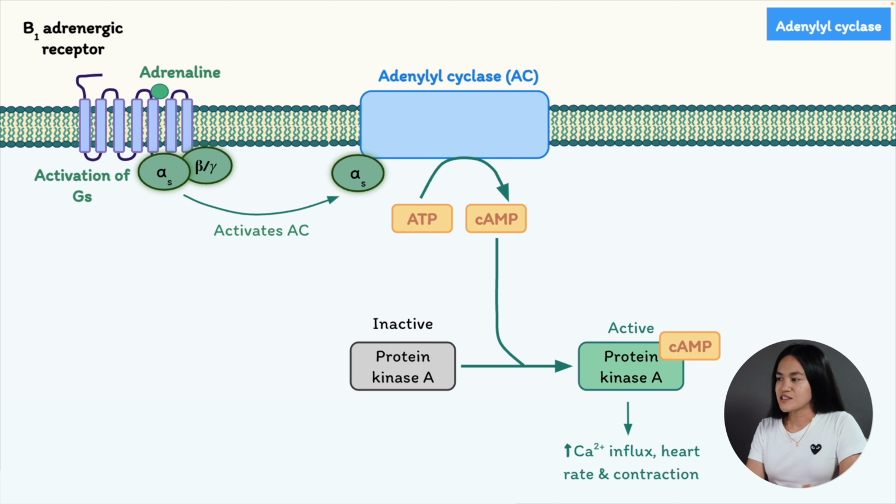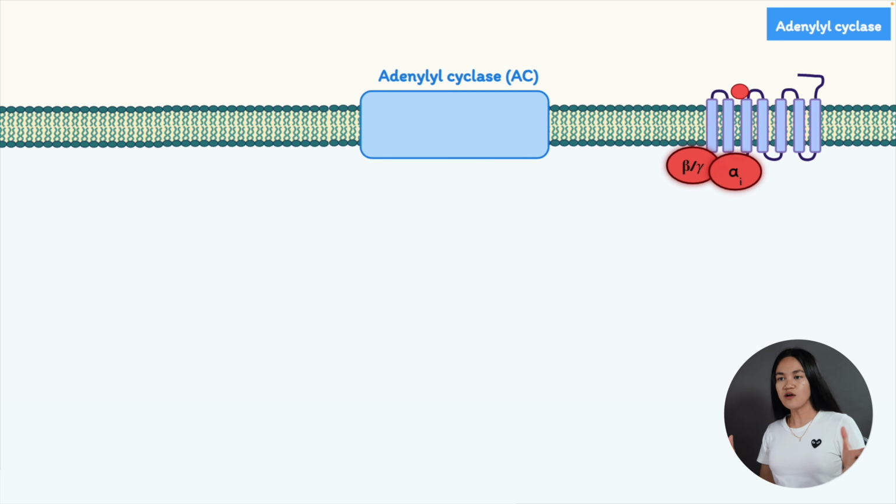Now, let's look at the opposite of that. Let's now look at a GPCR that couples to the Gi protein to decrease cyclic AMP levels. To illustrate this, we're going to look at the M2 muscarinic receptor, another example in which the neurotransmitter acetylcholine is the agonist. This receptor is also found in cardiac muscle cells, but activating this M2 muscarinic receptor has the opposite effect on the heart as activating the beta-1 adrenergic receptor.